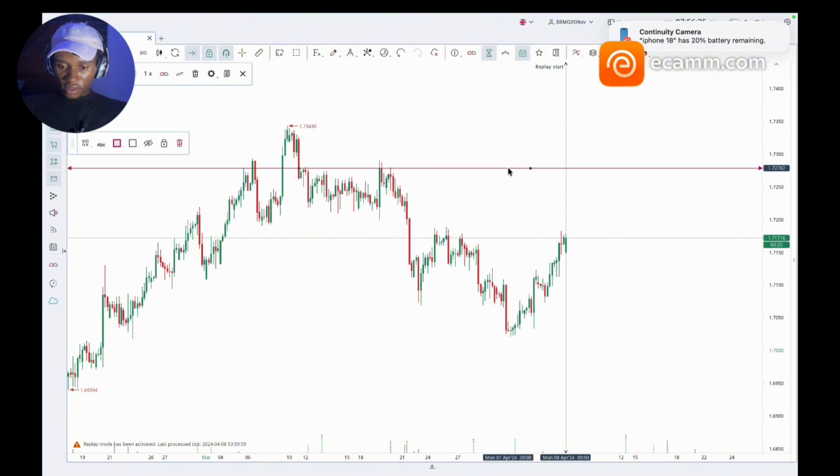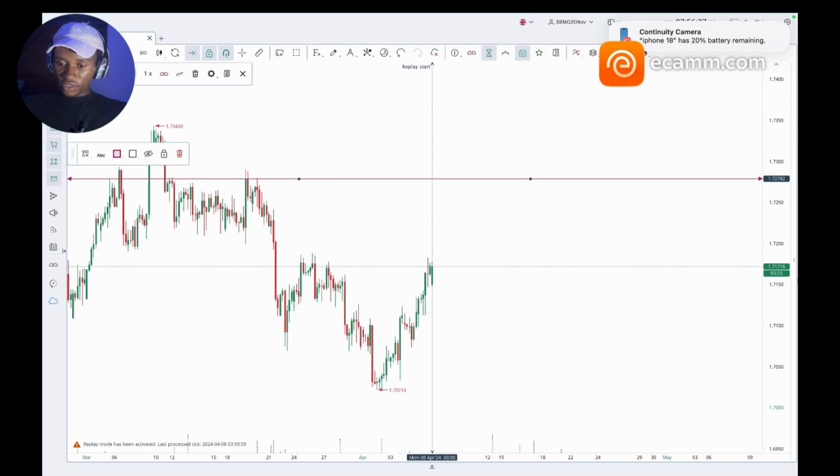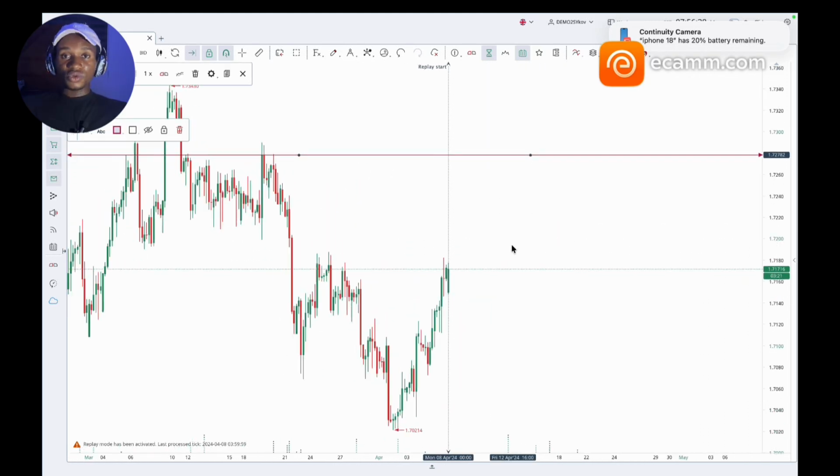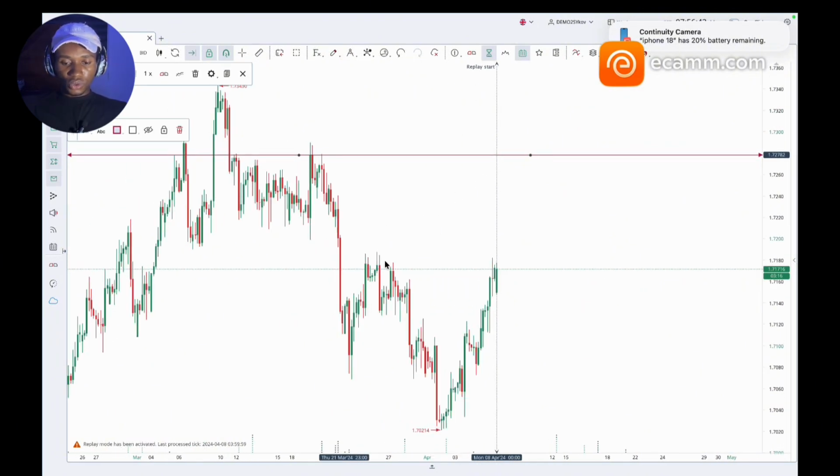So the fact we are still sticking to a downtrend, we'll draw places we'll know the market is likely to react to.